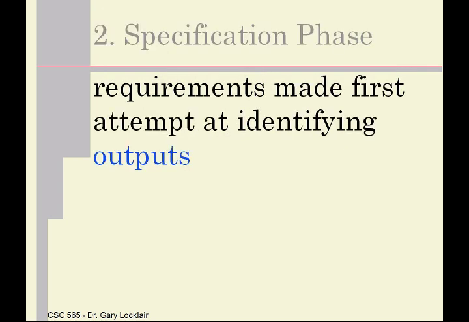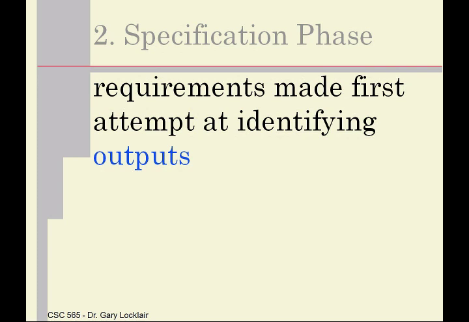The requirements I mentioned, so the previous step, made the first attempt at identifying the outputs. It's important to notice that the odds of you understanding the problem initially with 100% certainty are 0. As you move through the process, you're going to uncover facts that you didn't realize before. The user's going to say something.